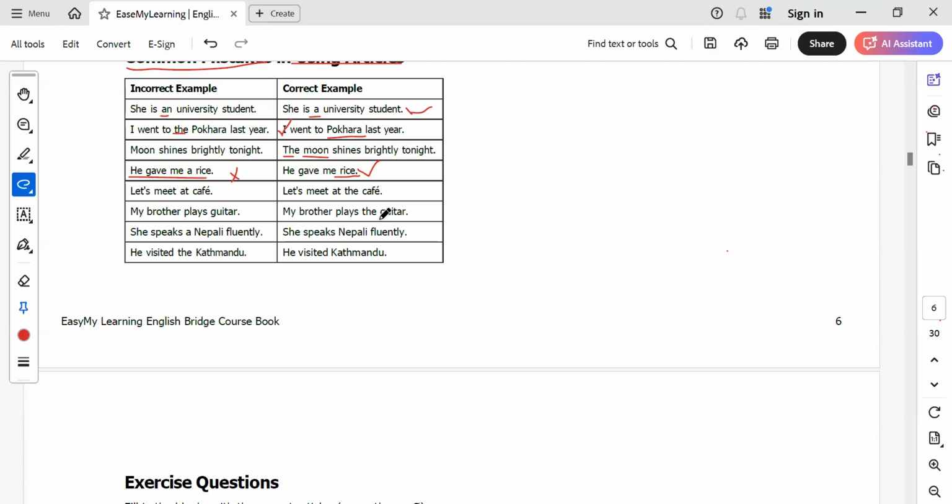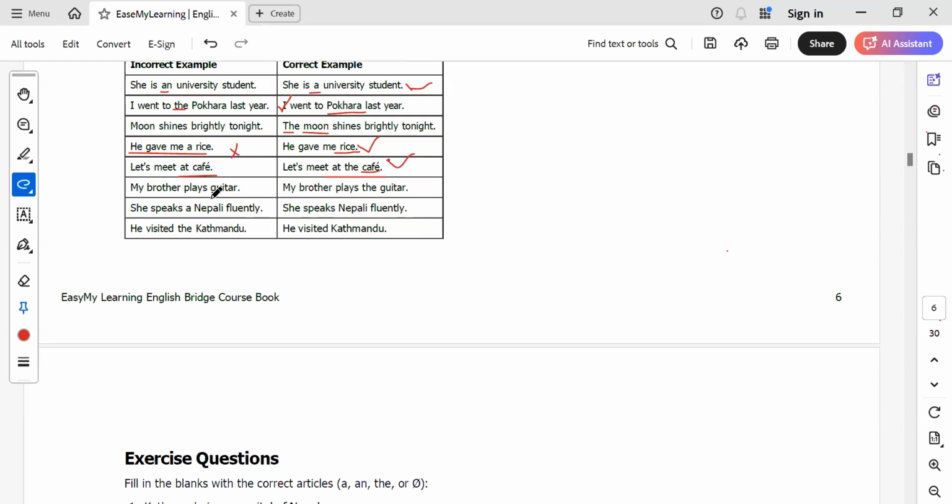Let's meet at the cafe. If I tell my friend, let's meet at a particular cafe, we know which cafe it is. So we'll say the cafe, because cafe can mean anything. We cannot skip using the article. We have to specify which cafe we are referring to.